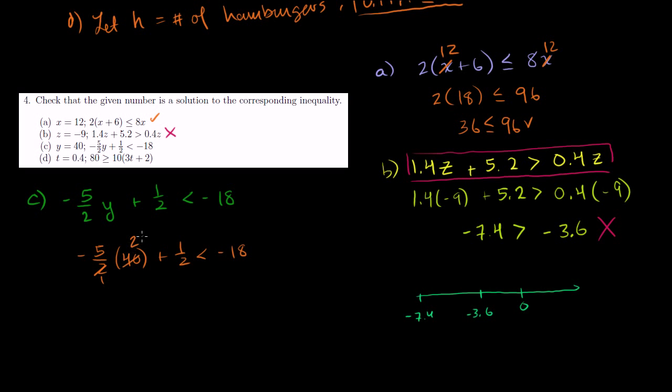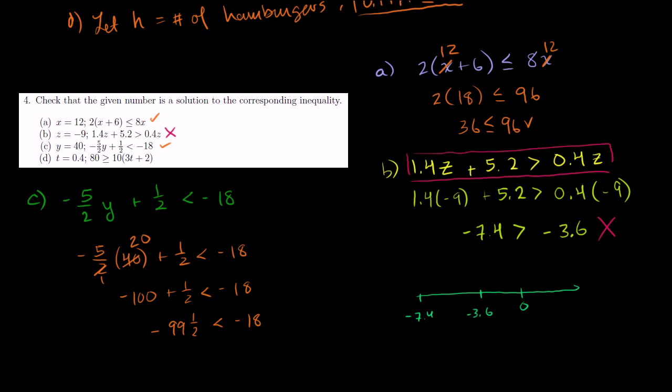So 5 halves times 40, divide the numerator and denominator by 2. So 1 becomes a 20. So that becomes minus 5 times 20 is minus 100. Plus 1 half is less than minus 18. Well, you could view this as negative 99 and a half. You can do that in your head if you like, or you could view this as adding 0.5 to minus 100, which is less than negative 18, which is definitely true. This is more negative than this is. So this is correct.